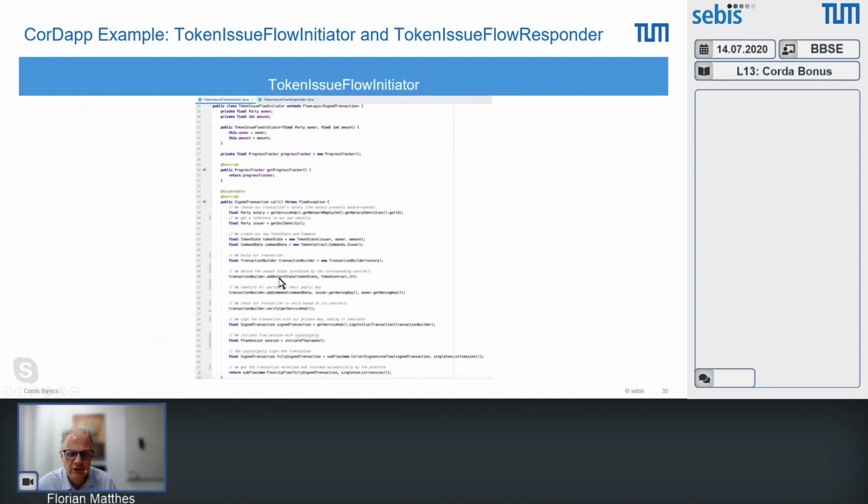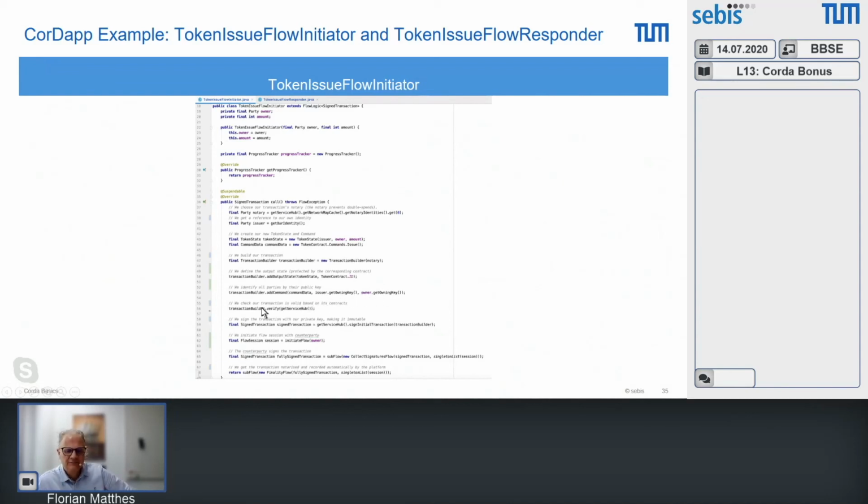So we now add an output state to the transaction we are defining, which is the token state we created here, and a token contract ID, because it's a state of type token contract. This we defined as the string in the token contract. We define the command as the command data, which we defined here, and we sign it now with the owning key.